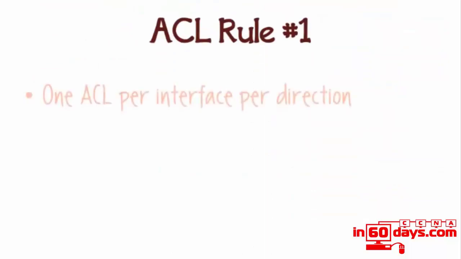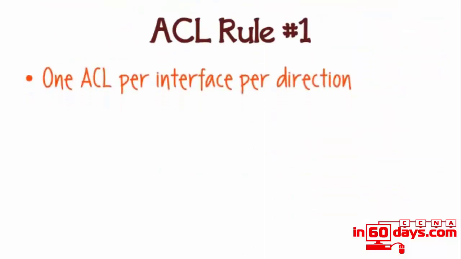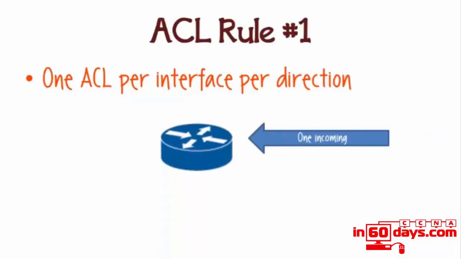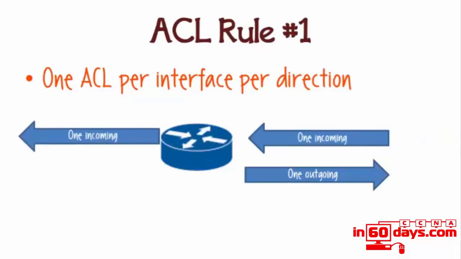So rule number 1. You're allowed one access list per interface per direction. I could actually put in brackets as well per protocol, but really we're only concerned with IP now. We used to be tested on IPX and AppleTalk for Cisco exams, but they're not really used anymore. So if you've got a serial interface on the outside, you can have one access list coming in and one going out, and the same for your LAN side as well.